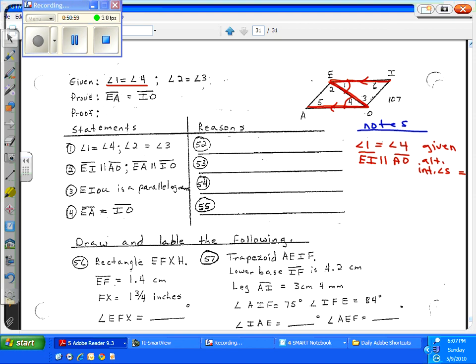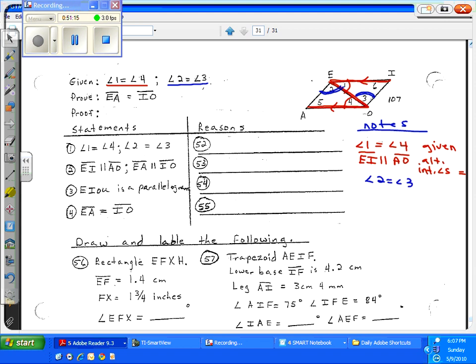I'm going to go to the next given statement. It says angle 2 is equal to angle 3. So we're going to mark that angle 2 is equal to angle 3, and we're going to write down that because that's what we marked in the diagram.